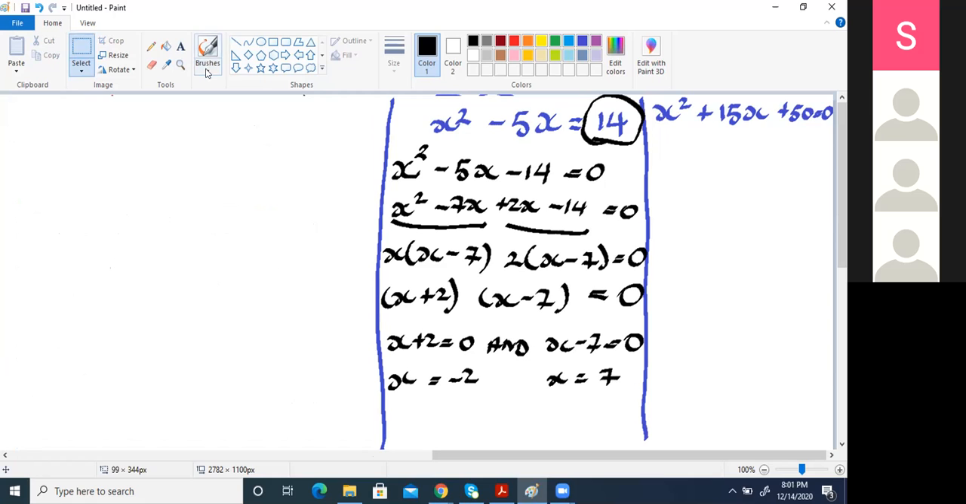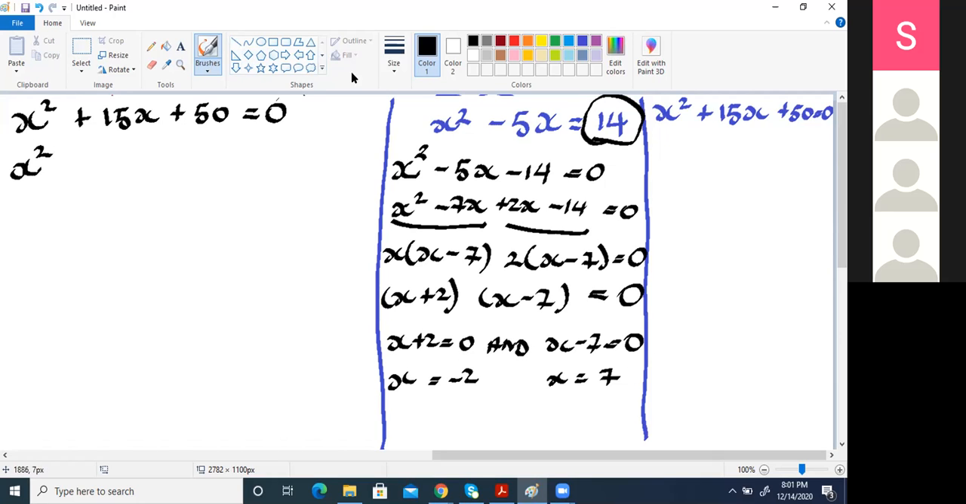All right, so let's go. That one is x squared plus 15x plus 50 equals to 0. All right, so what's the two numbers that you found now?